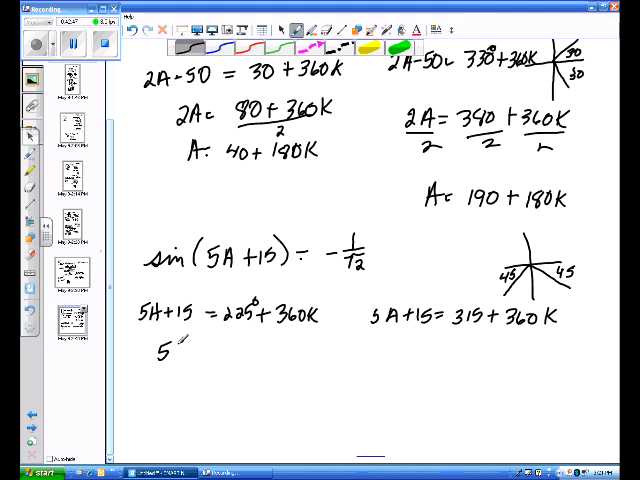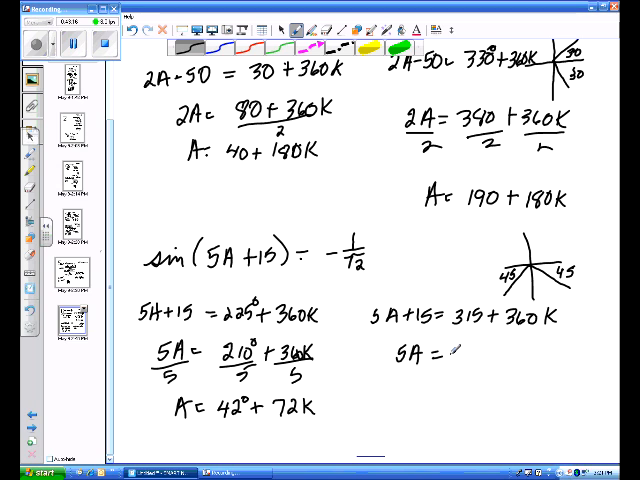So solving, we would subtract 15 degrees. So 210 plus 360k, and then divide everything by 5. So a would be 210 divided by 5, which is 42 degrees, plus 360 divided by 5, 72k. Here we would subtract 15, so we have 300 plus 360k. So dividing by 5, we get 60 plus 72k.